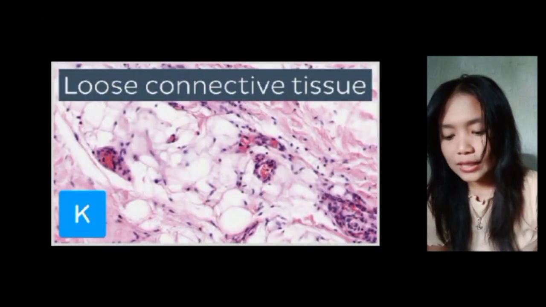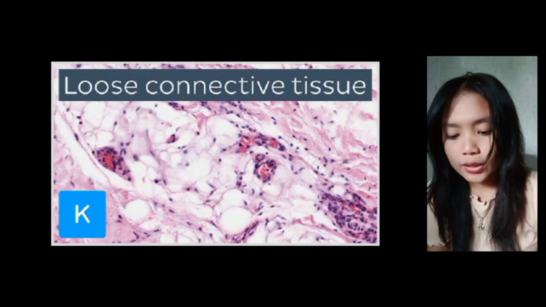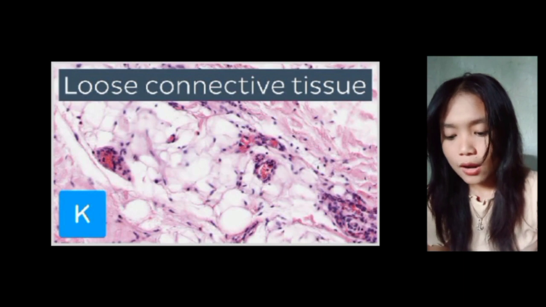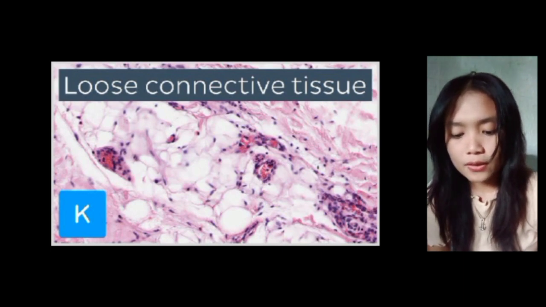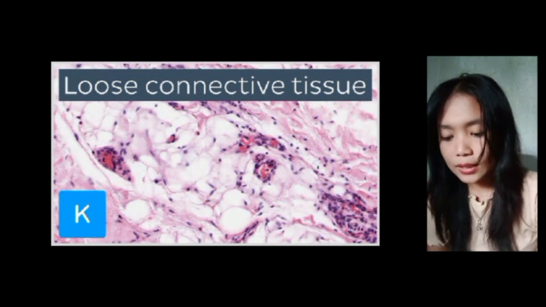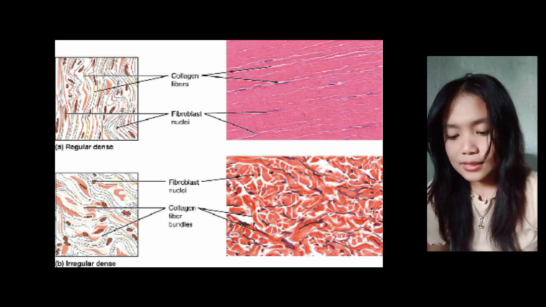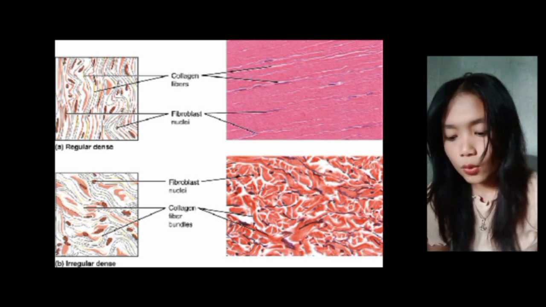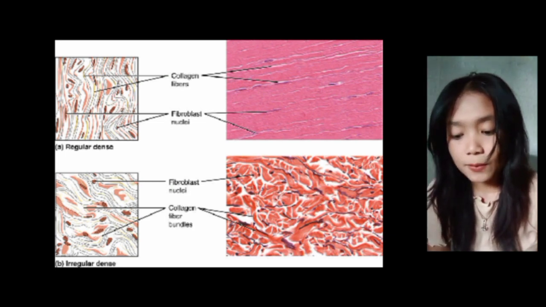Then the loose connective tissue works to hold organs in place and is made up of extracellular matrix and collagenous, elastic, and reticular fibers. And the dense connective tissue supports, protects, and holds bones, muscles, and other tissues and organs in place.